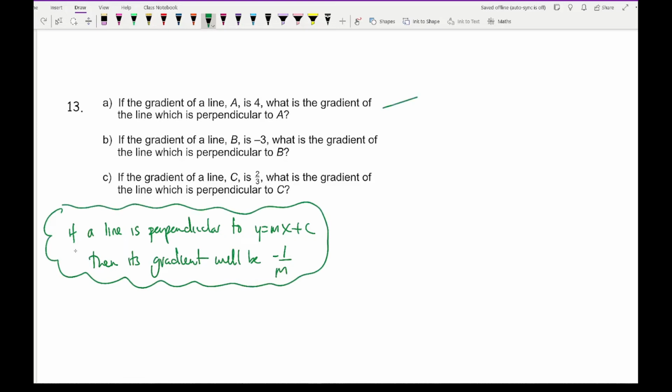So looking at question A, it says if the gradient of the line is 4, what's the gradient of a line that's perpendicular? Well, it's going to be minus 1 over 4 because the gradient is 4. Moving on to B, here we've got a gradient of minus 3, so it's going to be minus 1 over minus 3, which gives me a positive 1/3. And then for C, my gradient is 2/3, so I've got minus 1 over 2/3. Now when you're doing the reciprocal of a fraction, you just simply flip the fraction, so it becomes 3 over 2, and then not forgetting the minus, we change the sign as well.